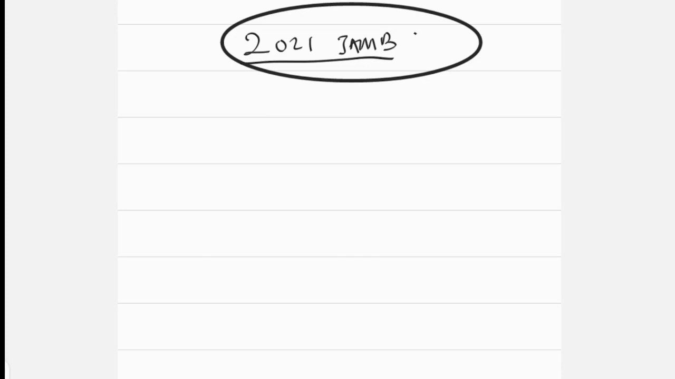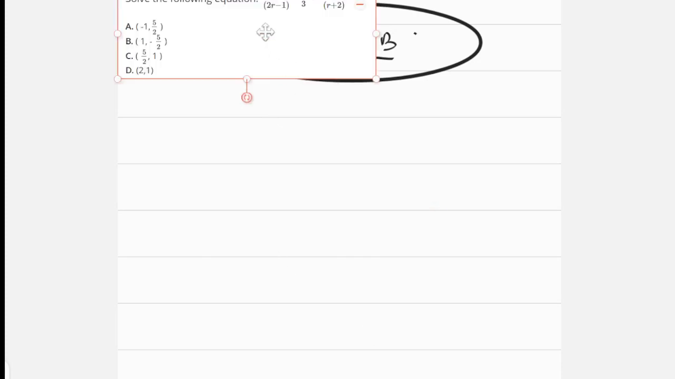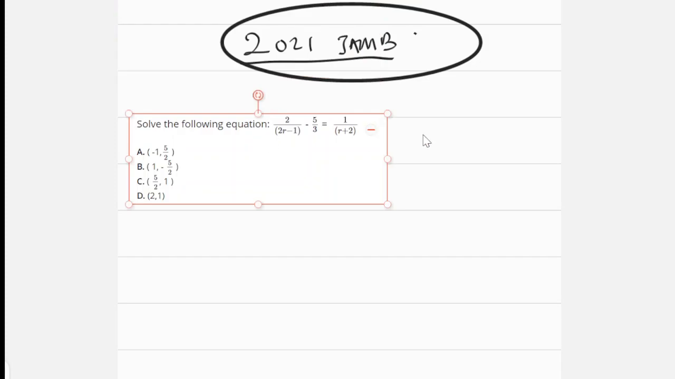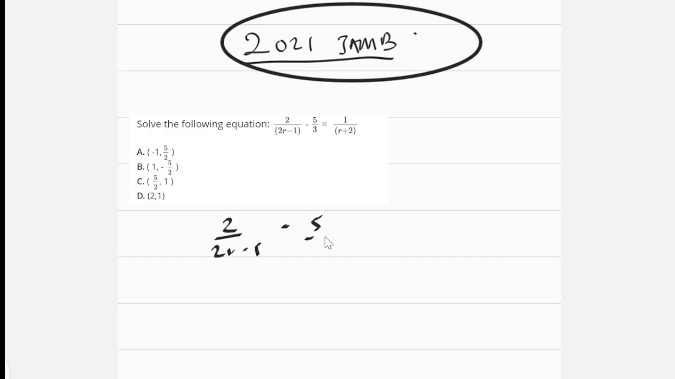Because of the time, okay, let us start. The first question here. So this is the first question. The first question asks us to solve the following equation. So I have 2 divided by 2r minus 1, minus 5 over 3, is equal to what? 1 plus r divided by 2.